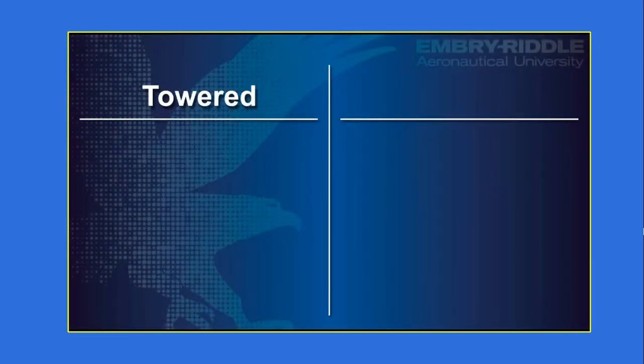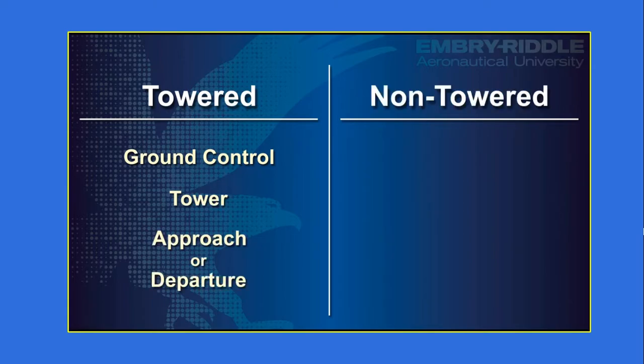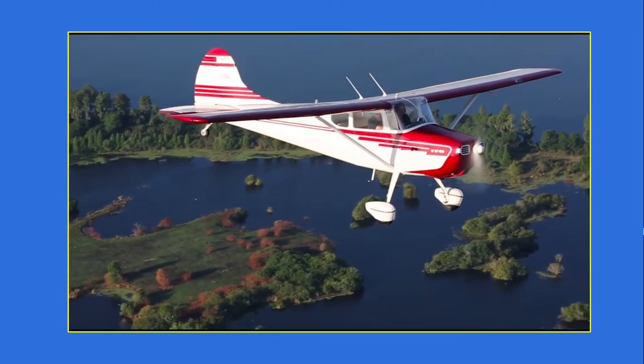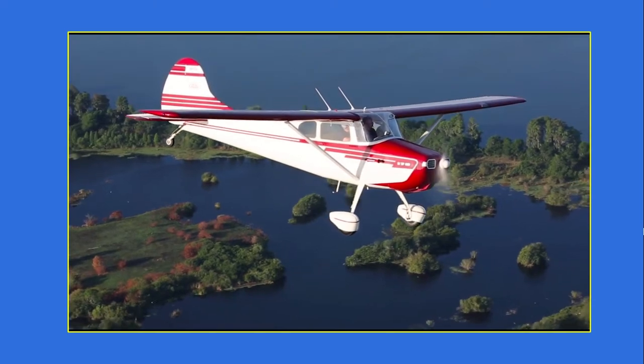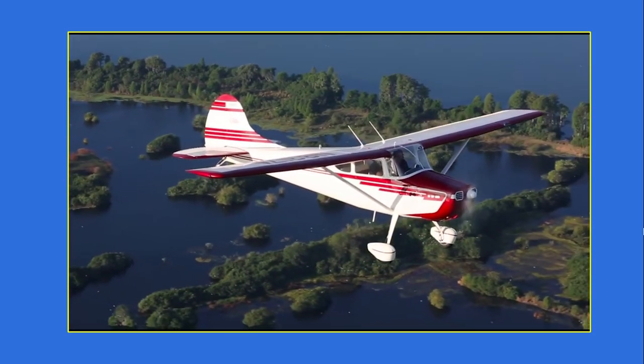At towered airports, ATC and pilots communicate over a series of distinct frequencies known as ground control, tower, and approach or departure. At non-towered airports, pilots communicate over a common traffic advisory frequency, or CTAF, issuing traffic advisories and coordinating with other pilots in the area. Aircraft without radios rely on pattern procedures and a good visual lookout to sequence with other aircraft.